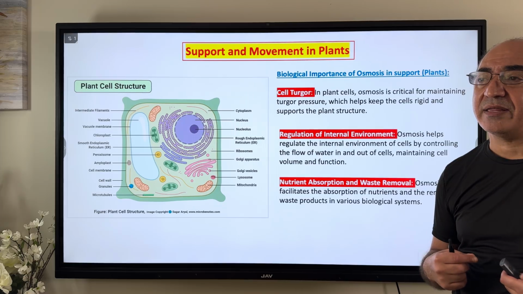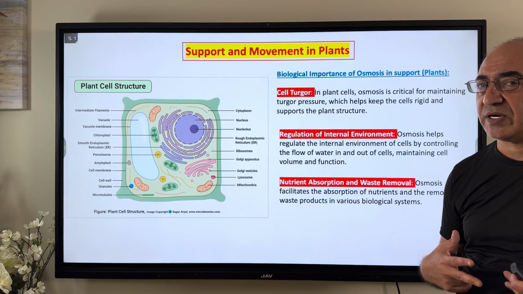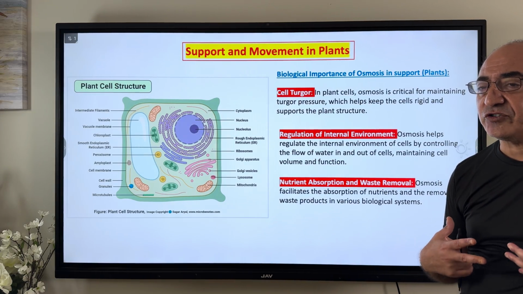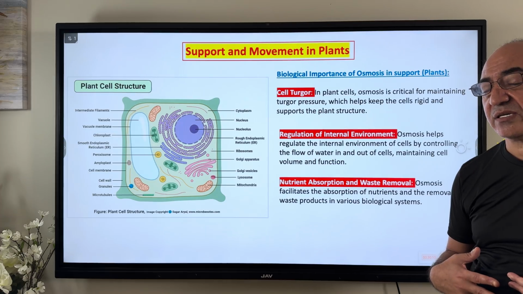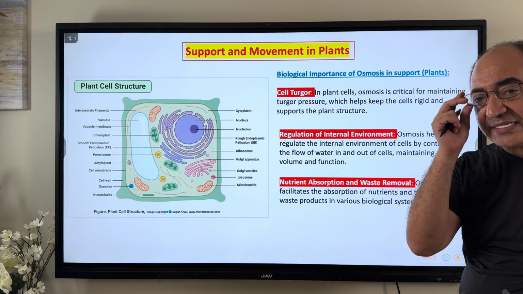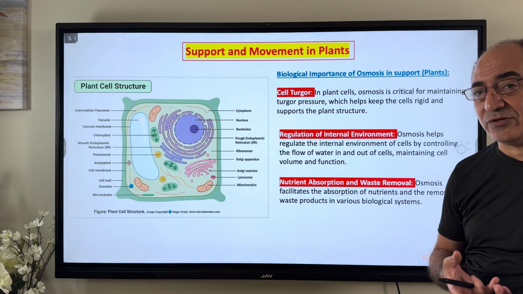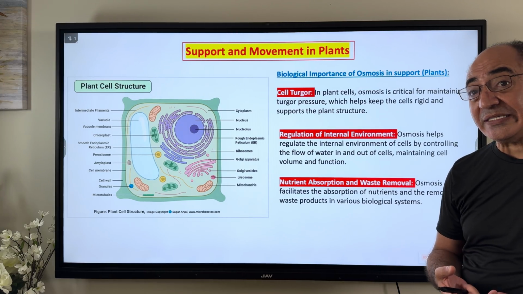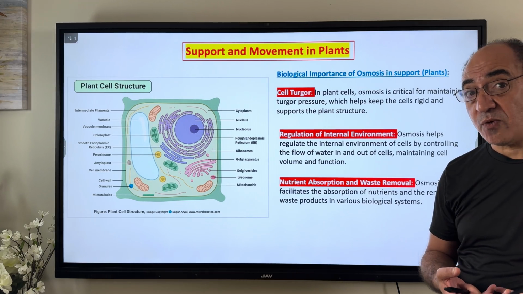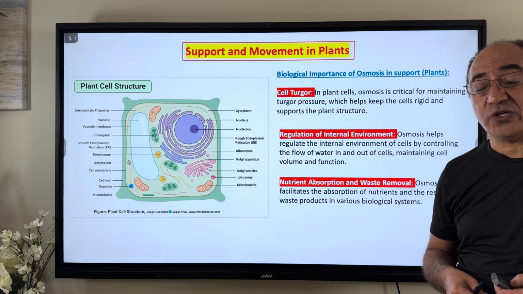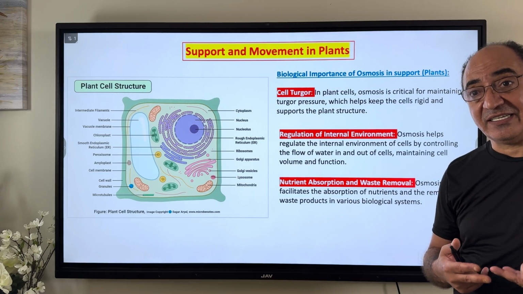I want you to think about the word osmosis, right, and rigidity. It doesn't have to apply only to living cells. So some of the questions that may come to you in the exam: if you take a dead cell or a dead plant and you put it in water, will it take up water by osmosis? Of course, to a certain limit, right? Because it's still a living cell.